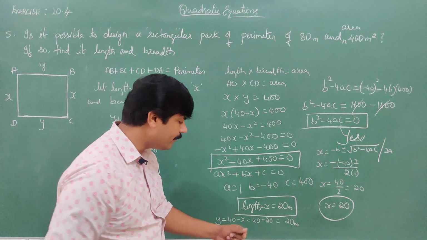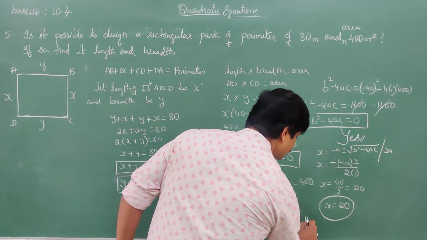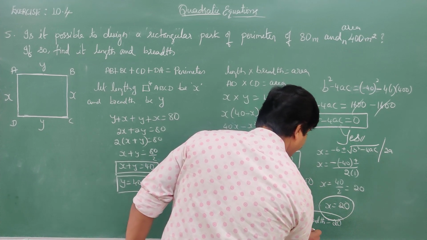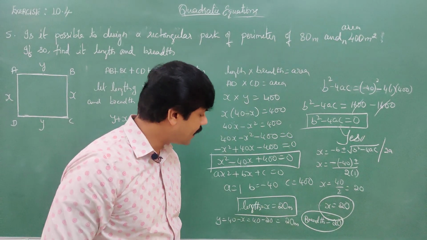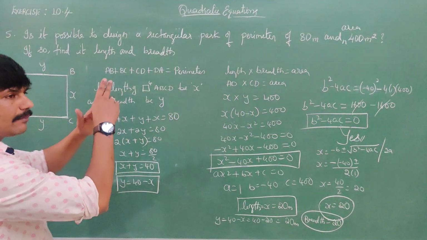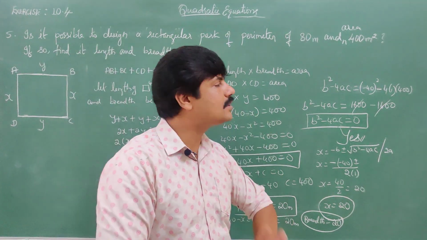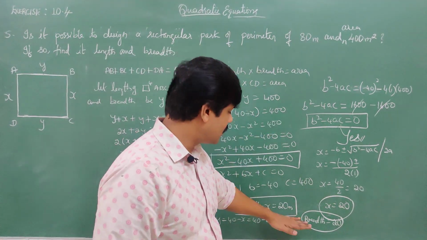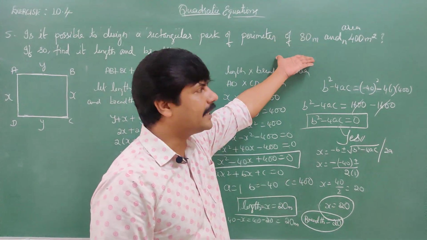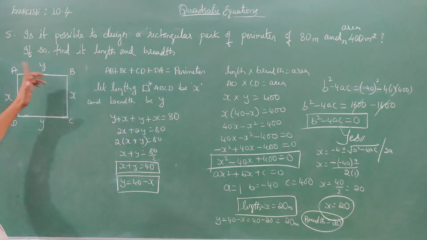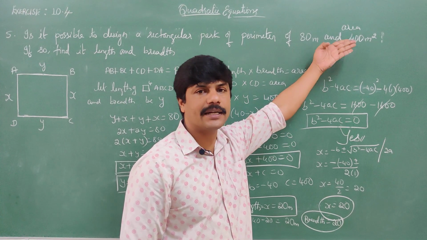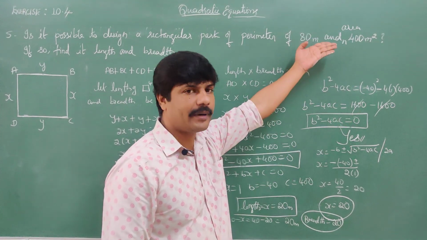What is its breadth? Breadth is 20. Length is also 20 and breadth is also 20. That means this rectangular park is nothing but a square, whose length is 20 meters and breadth is 20 meters. So the perimeter is 80, 20 plus 20 plus 20 plus 20, and whose area is 400 square meters, that is 20 into 20, 400 square meters. Did you understand, children?